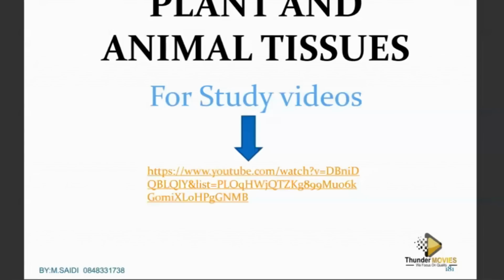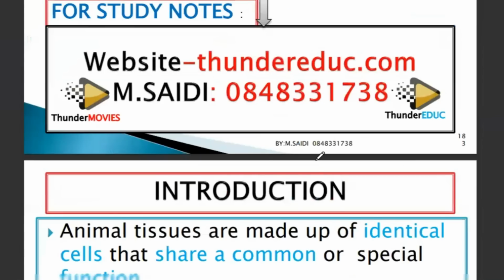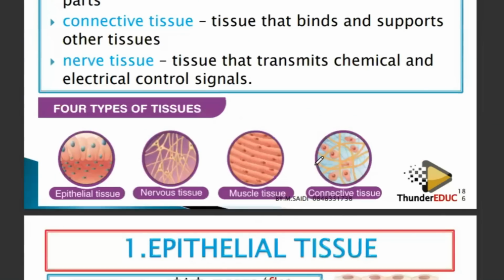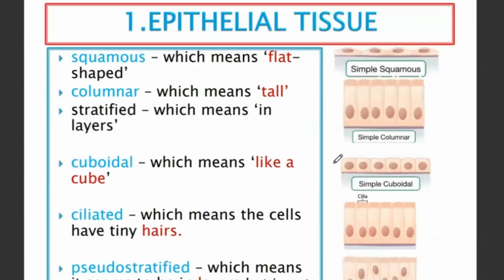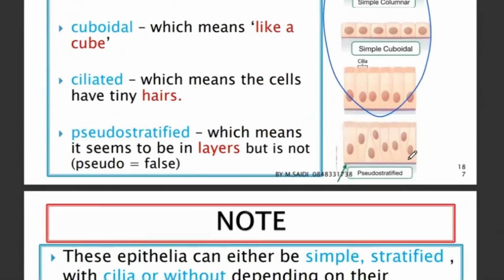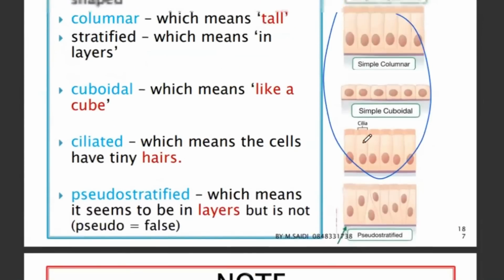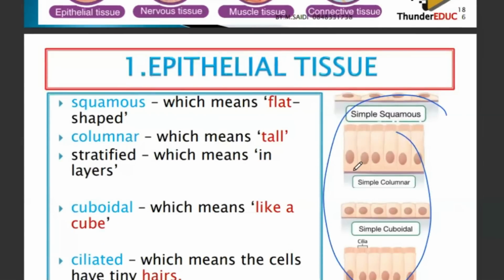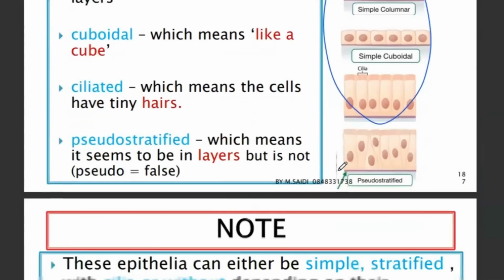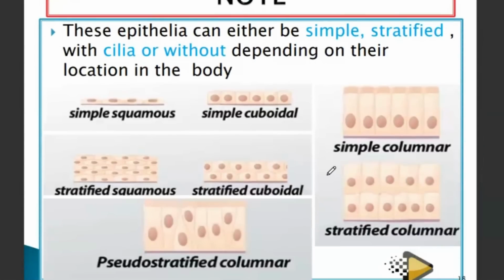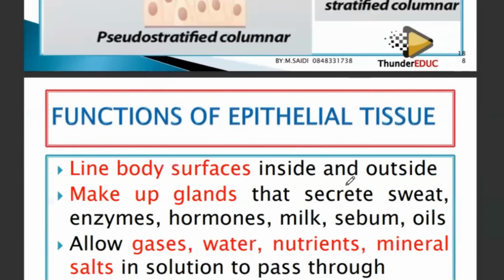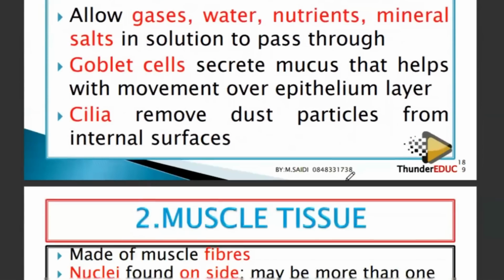Then you go to the 28, the plant and animal tissue. When it comes to plant and animal tissue, in most cases, we bring more questions on animal tissue than plant tissue. Please make sure that you know these tissues: the squamous, the cuboidal, the columnar, the pseudostratified. The pseudo means false. I explained this. Go find the video on YouTube. Just type the title and then put Thundereduc at the end, or M.Saidi, and you'll find the answers. I explained these things some time back. So at least you know those.